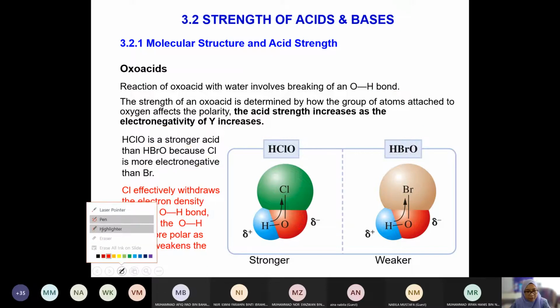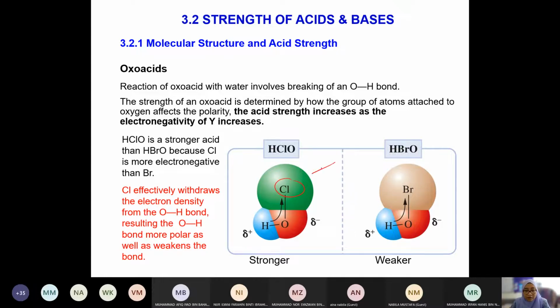Let me clear everything off first. Okay, alright. So Cl, okay, depends on the electronegativity of this atom. Okay, alright. So kenapa Cl, being more electronegative, has the ability, causing the acid to become stronger. Kenapa kehadiran orang-orang yang lebih electronegative menyebabkan the acid become stronger?